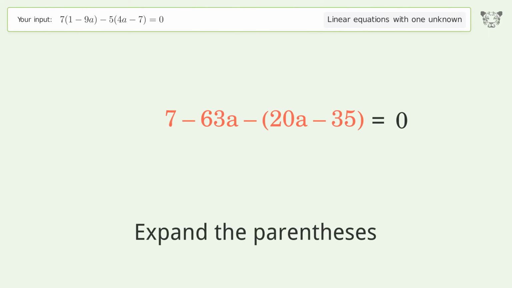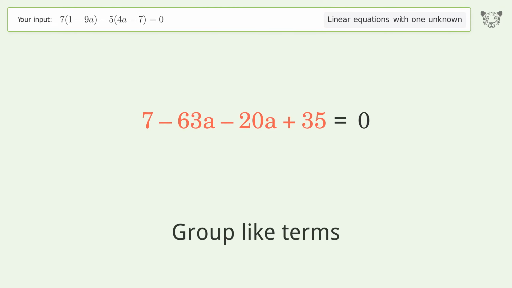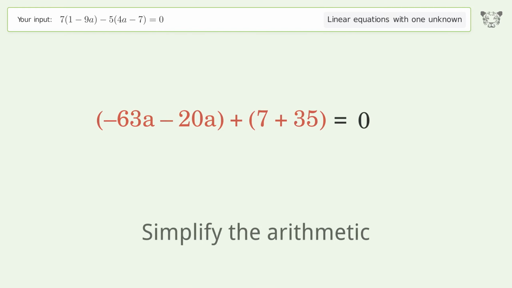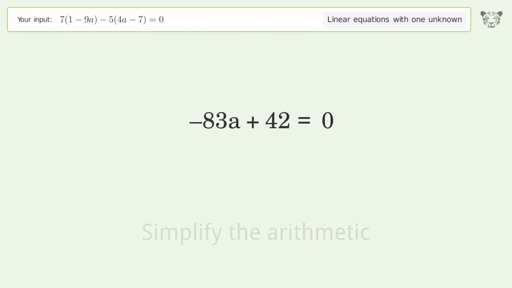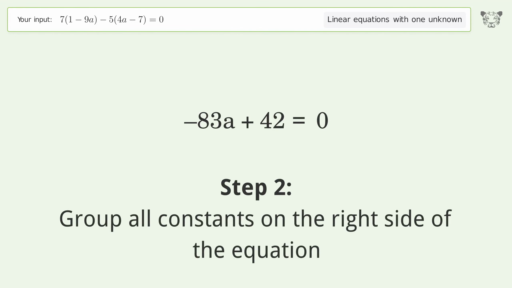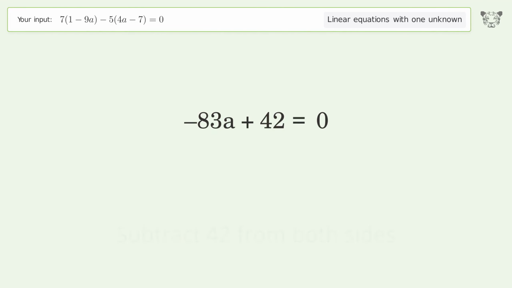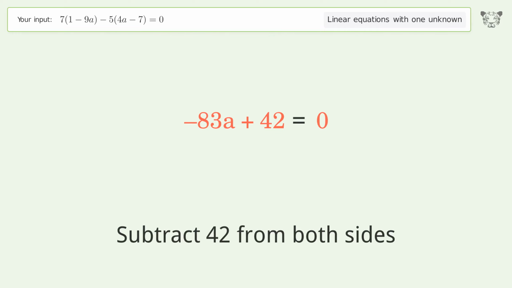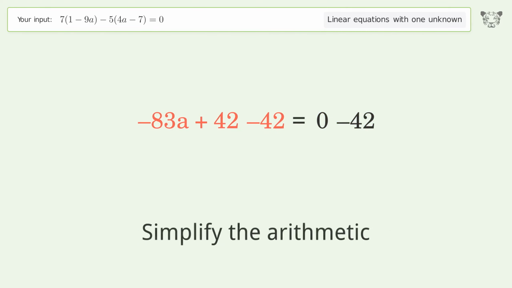Expand the parentheses. Group like terms. Simplify the arithmetic. Group all constants on the right side of the equation. Subtract 42 from both sides. Simplify the arithmetic.